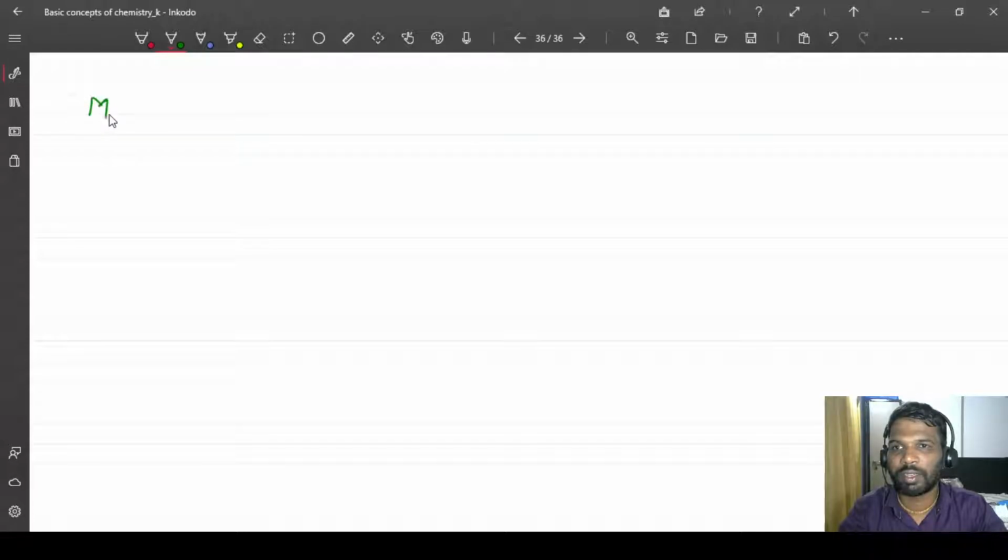So write the heading: mole concept. Okay, first of all, I'll write the value. Let us appreciate the scientist who gave this value. It is Avogadro who gave this value, and it is also known as Avogadro's number, right?